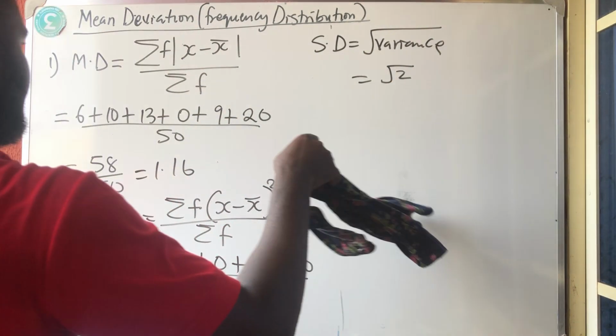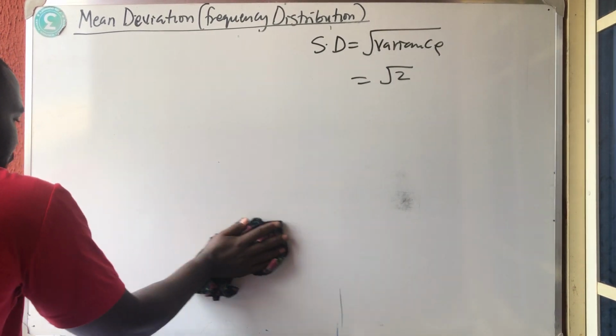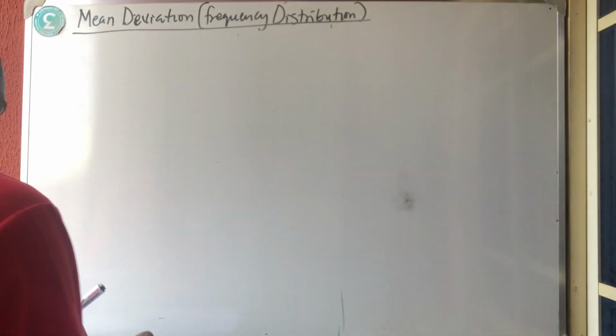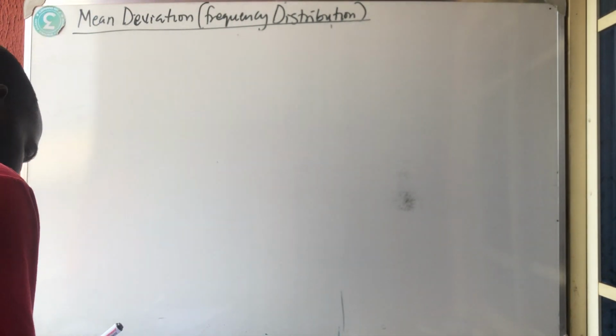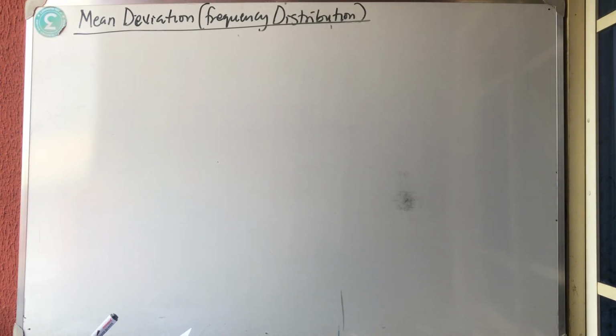So let's take another example so that you understand it very, very well. Okay, and don't forget that these ones we are doing are ungrouped data. They are not grouped. We'll still come to grouped data. Okay, we'll still come to grouped data. It's called data, not data. Okay. God bless you.